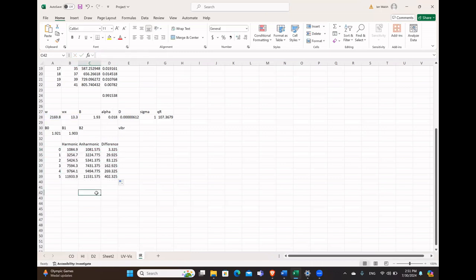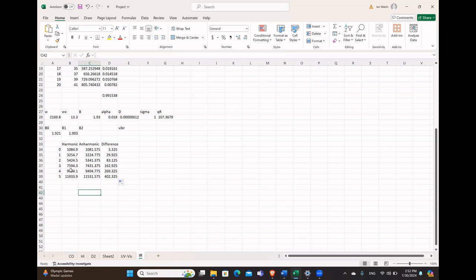So as we get to higher and higher levels, we can see that the anharmonic number actually gets very different and starts to get very off from the harmonic oscillator. So the harmonic oscillator is usually thought of as being a pretty good approximation for transitions between the ground state and the first excited state. But as you get further and further away from that, it becomes a worse and worse approximation because the bond in a harmonic oscillator never breaks.